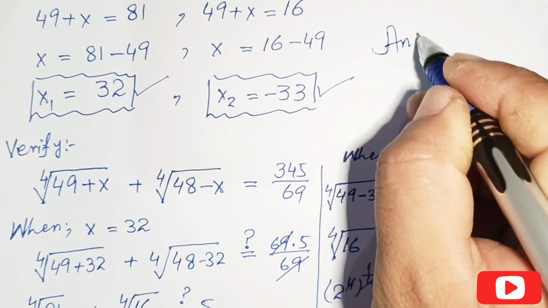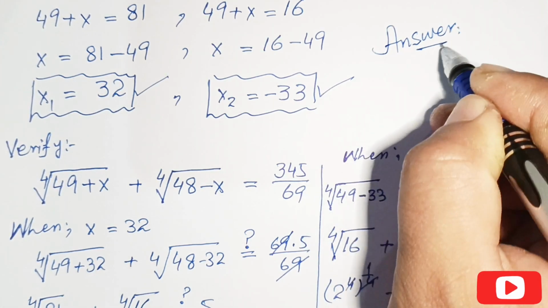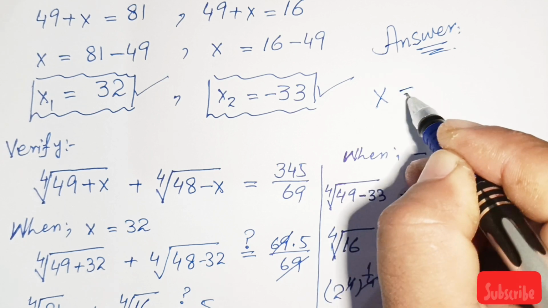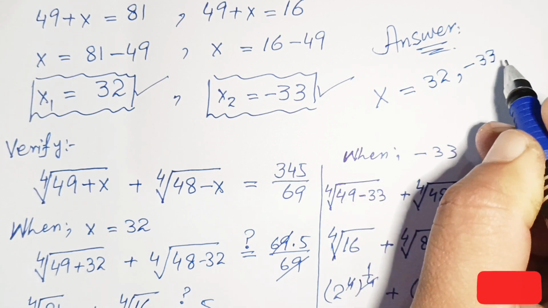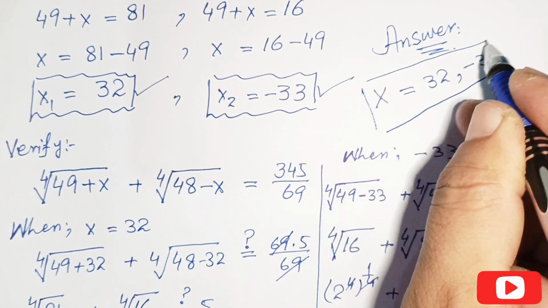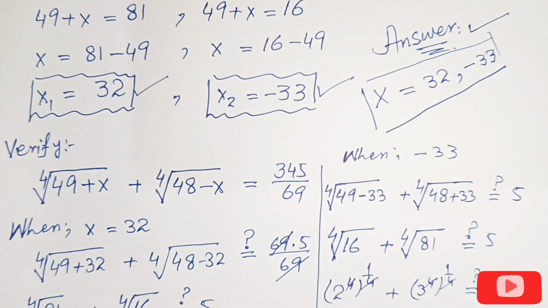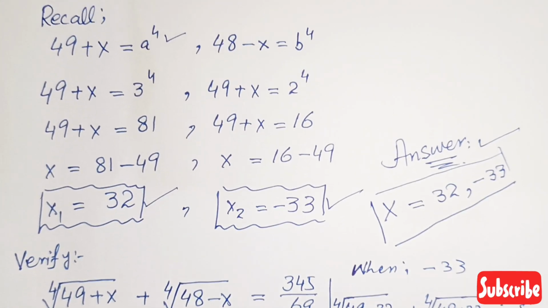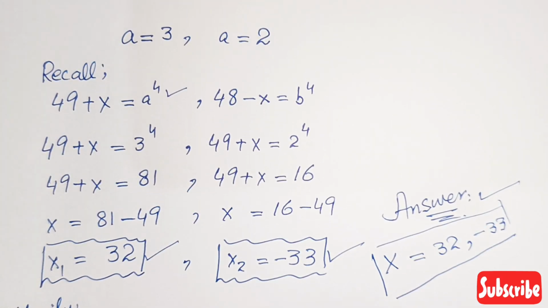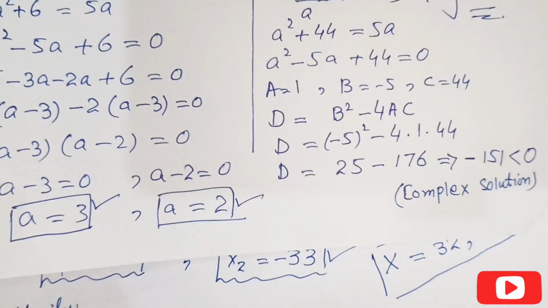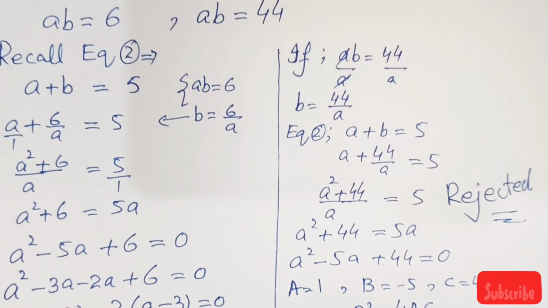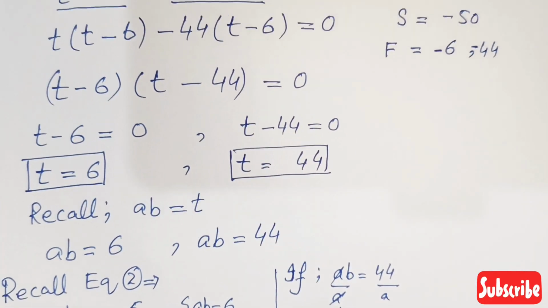So here our final answer is x having two values. First one is 32 and second one is minus 33. So these are the two values of x we have just found. Now we are going to check our entire solution here step by step. So here we have used different mathematical formulas, mathematical techniques and skills.